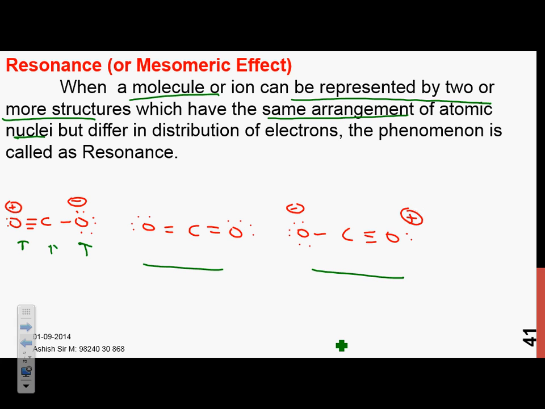It has the same arrangement of atomic nuclei, but differs in what? Distribution of electrons. In all three places the distribution of electrons is different, but the arrangement of nuclei is the same. Then this phenomenon is called resonance. That's why it's called that. Are you getting me? This is called resonance. Shall I erase this part?